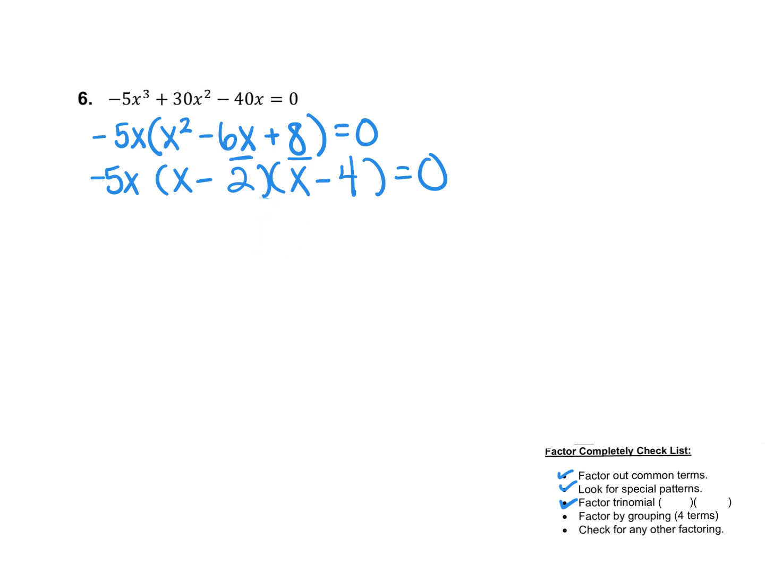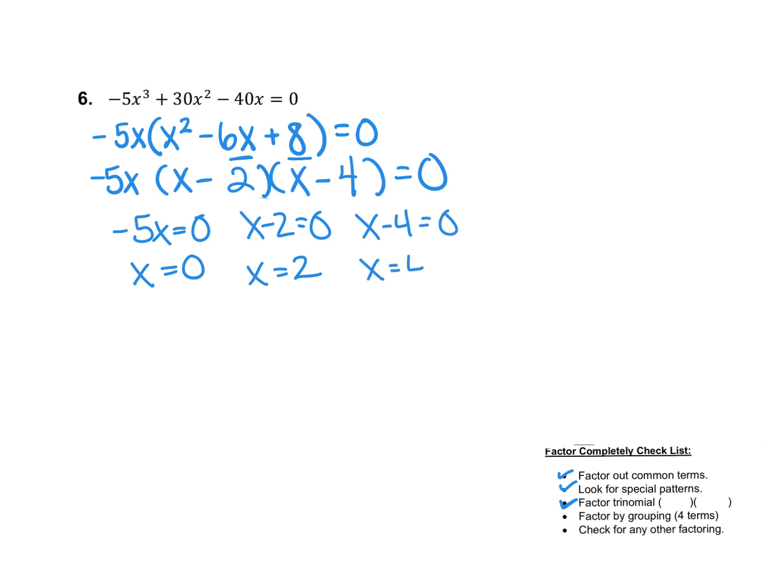So now we're ready to just continue to solve. We're going to have negative 5x is equal to 0, so x is equal to 0. We have the x minus 2 is equal to 0, so x is equal to positive 2. And then x minus 4 is equal to 0, so then we have x is equal to 4. All right, so in this lesson, we took a look at how to solve equations by factoring completely.